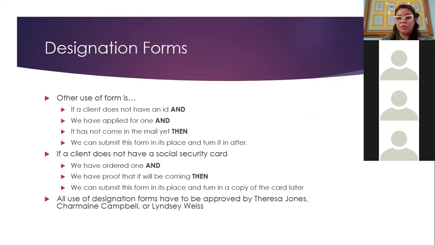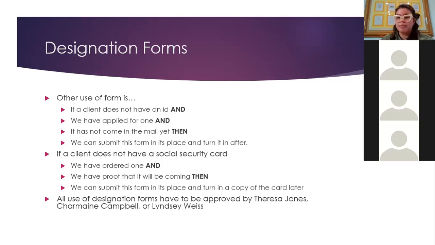Another use for this form, which is really great, is that if your client doesn't have their ID or social security card, but you have applied for those things already, and the documentation can take a month or more to get to you. As long as you have applied for the ID or the social, and you have proof that it's coming, you can submit with the designation form and the proof that you have applied, and go ahead and apply for the housing voucher, even if you don't have the social or ID copy right now.